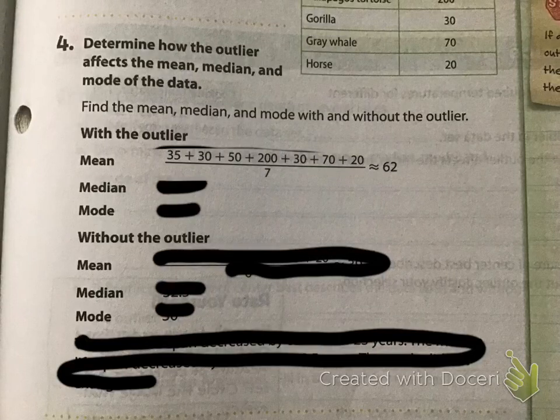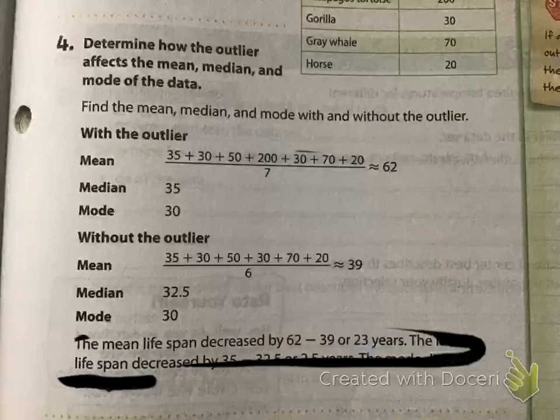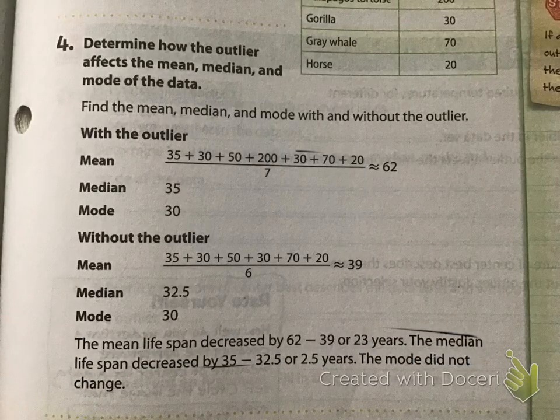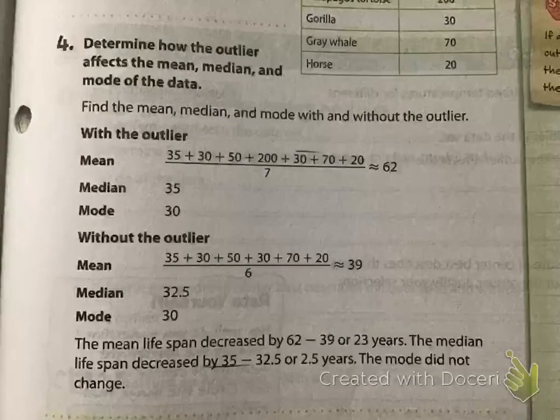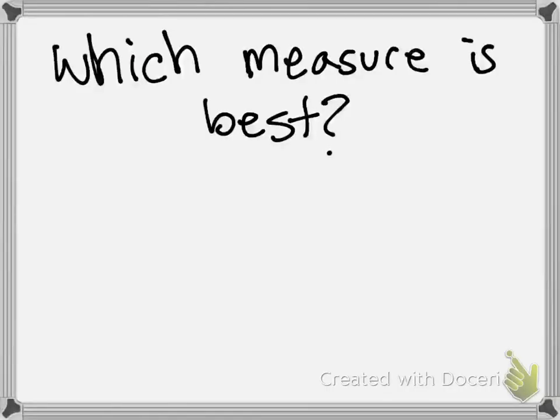So we already solved this. It's about 62, 35, 30. We've got this. So the mean lifespan decreased by 23 years. The median lifespan only decreased by about 2.5 years, and the mode did not change at all. That's how we would analyze this.